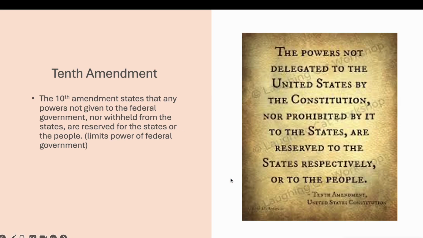To start with the 10th Amendment, the 10th Amendment states that any powers not given to the federal government nor withheld from the states are reserved for the states or the people. This limits the power of the federal government and also reinforces the principle of federalism, with a balance between national and state authority. For example, states control school education and local law enforcement.